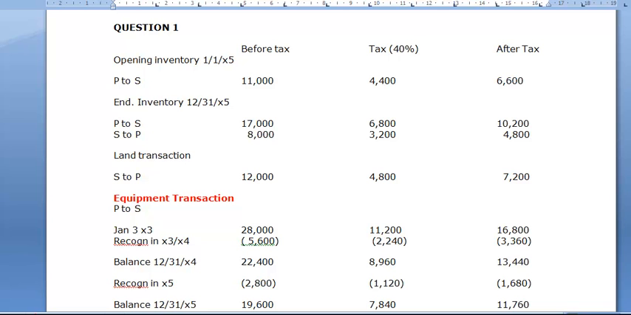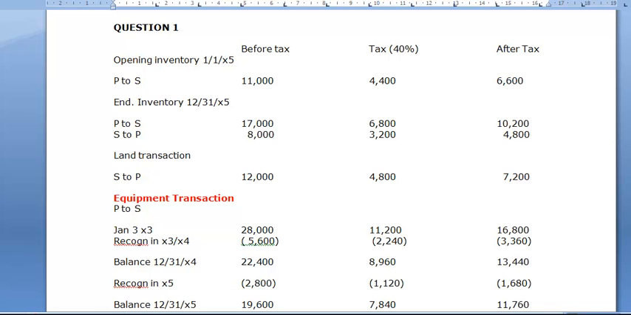Now, in our question, we are given a wide variety of intercompany transactions. We have some that deal with inventory, land, and fixed assets, as well as dividends. So let's begin. We're told that the parent acquired back in X1 70% ownership of the sub. We see in the additional information that there were some intercompany transactions.